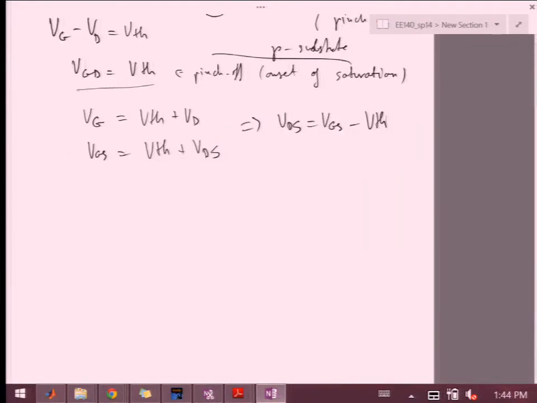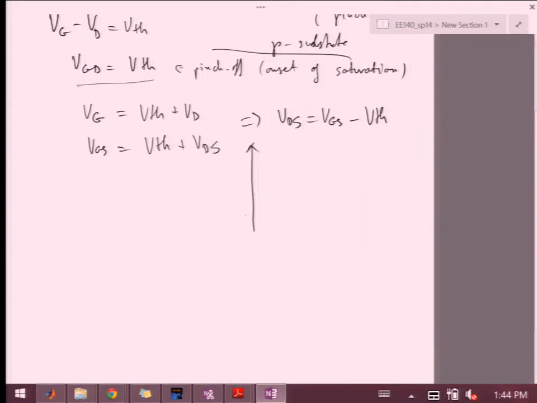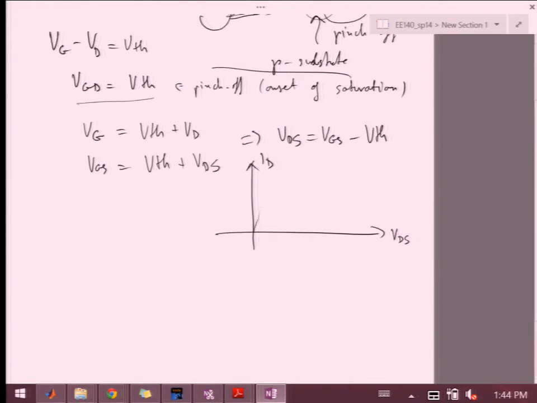So if I go and draw the curves for the drain current as the function of VDS, normally I'll get behavior like this. And if I look at the formula that I showed you for linear region, it would look something like this. Okay?